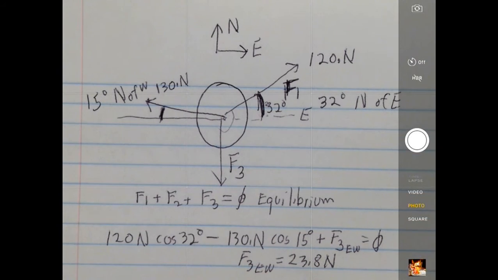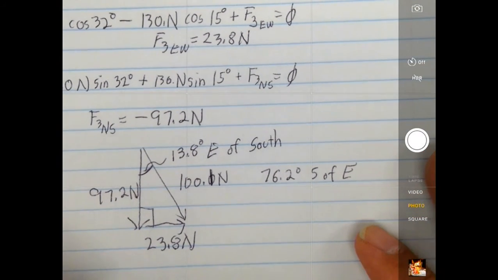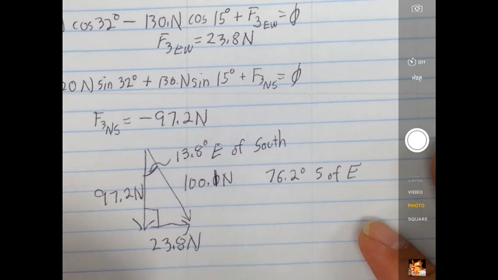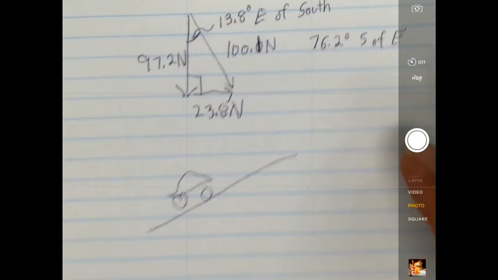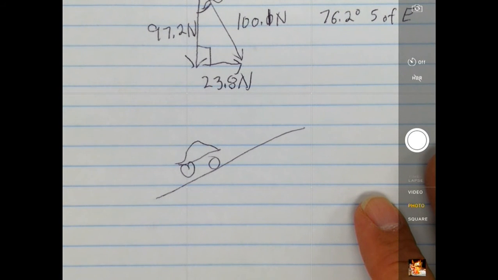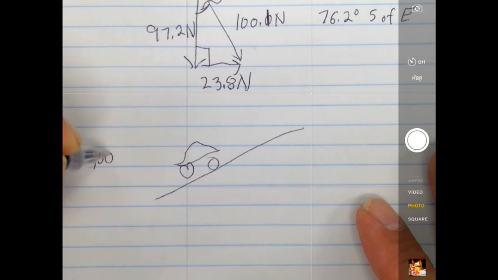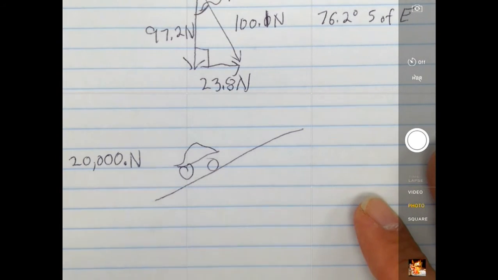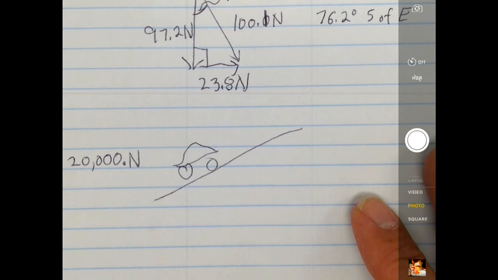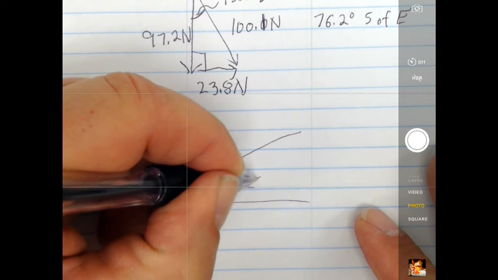All right, let's see, example 2. They have a car being towed up a hill, and they say the car weighs, oh, let's make up new numbers. This car has a weight of 20,000 newtons, which is like a pretty hefty car. And it's being towed at an angle of, let's make it 25 degrees.